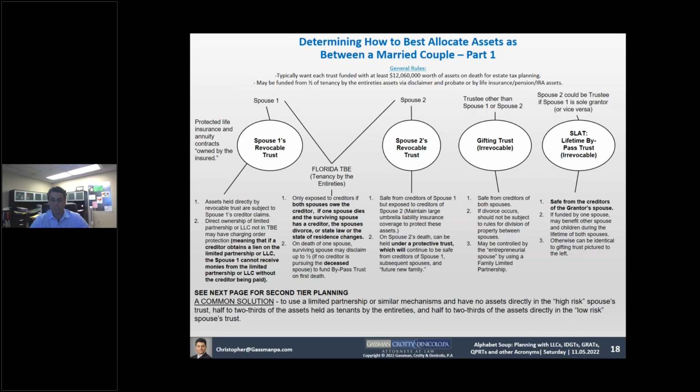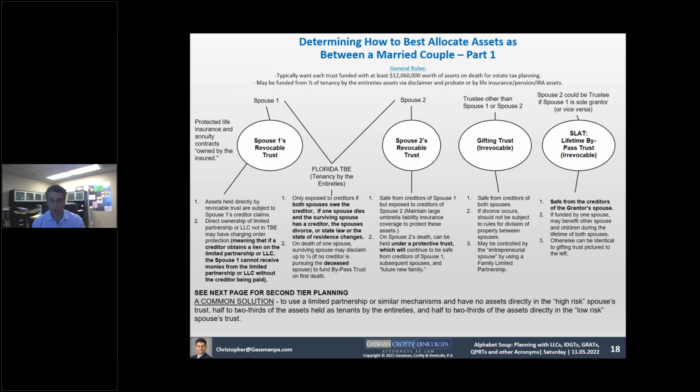We have our slide here, 18, how to structure married couple assets between the couple. And you'll see, separate revocable trusts. In Florida, another acronym we typically use is TBE, or tenants by the entireties, which is a fantastic creditor protection tool. How this works is that spouses own assets as tenants by the entireties. Those assets during the lifetime of both of them are generally protected from the creditors of only one spouse. So if I get sued for a car accident that Sophia has nothing to do with, our tenants by the entireties assets are protected from my creditors.